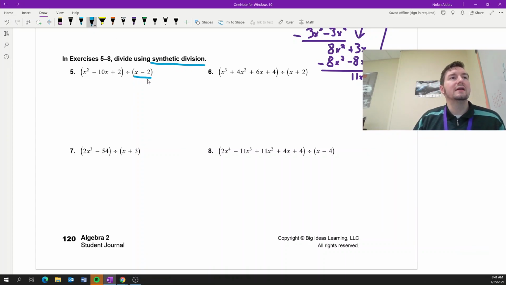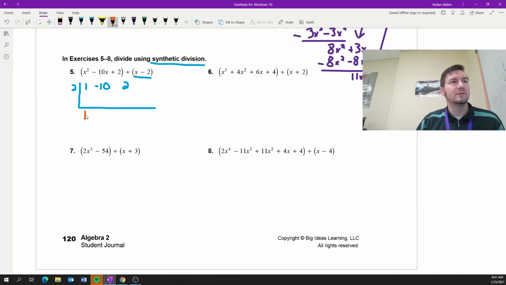What we do is we take the number that's over here and we change the sign. So instead of -2, it's going to become a 2. Then we draw some kind of weird box, kind of like this. And we take the coefficients of the first polynomial. So we have a 1, -10, and a 2. All right, and then we're going to bring down the 1 down to here.